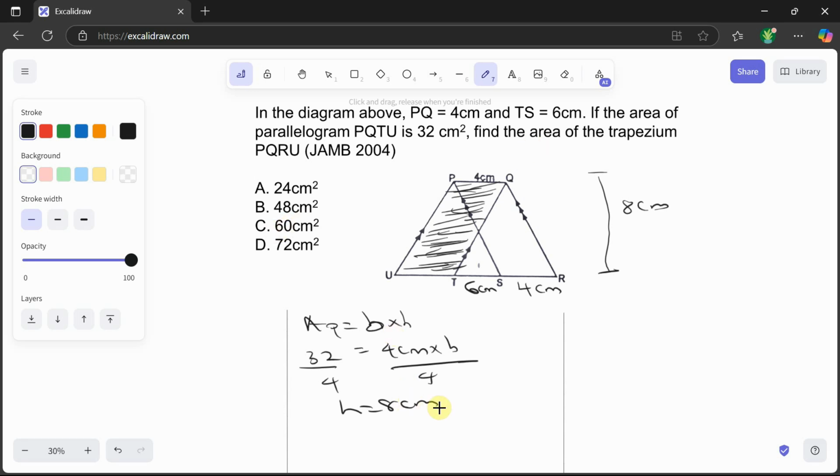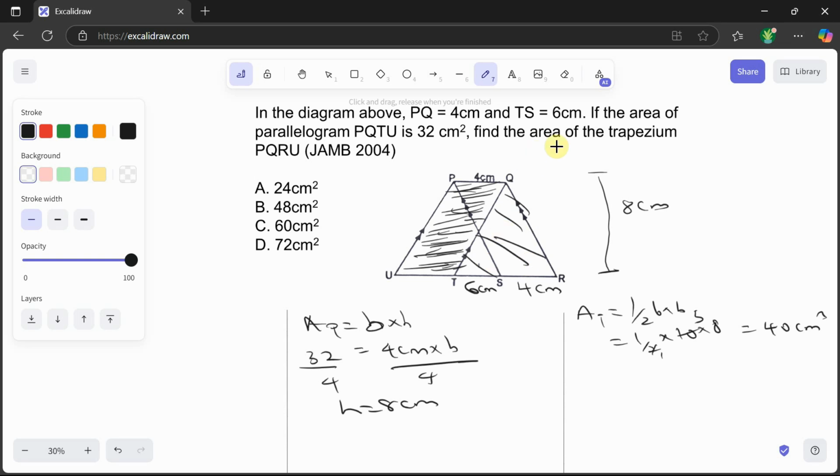Now that the height is 8 centimeters, I can find the area of this triangle, right? This place is 4, that means that this total length is 10 and the height is 8. So we know the area of a triangle is half base times height. Our base is 10, so that will be half times 10 times our height, 8. 2 here 1, 2 here 5, and that will give you 40 centimeters squared. So we have the area of this triangle.